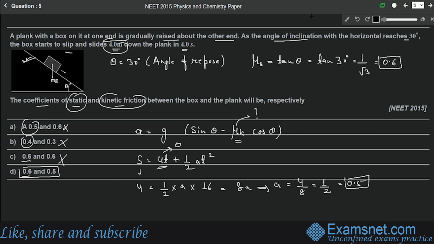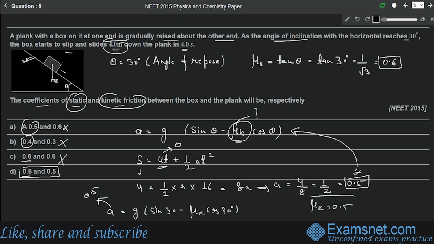Now if we put this value of acceleration in this equation, we can get the value of coefficient of kinetic friction. Okay, so acceleration equals g sin 30 degree minus mu k cos 30 degree, and in this a you have to put 0.5. So you will get the value mu k equals 0.5. Okay, you can just solve and check. So option D will be the correct answer.